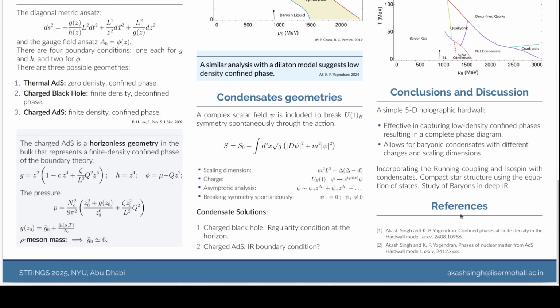Conclusion and future directions. The study demonstrates that the 5D holographic Hardwall model effectively captures low-density confined phases in QCD and baryonic condensates with varied charges and scaling dimensions. These are some future research avenues.